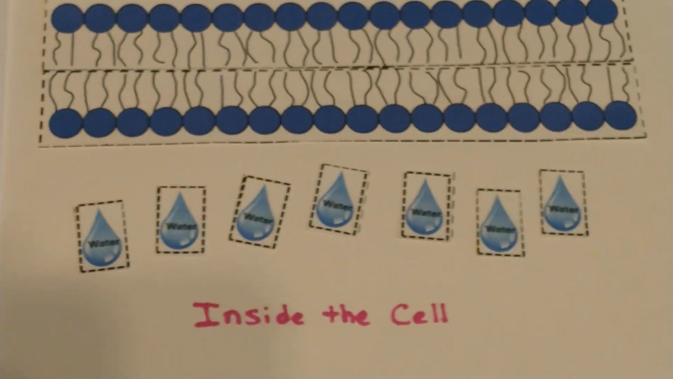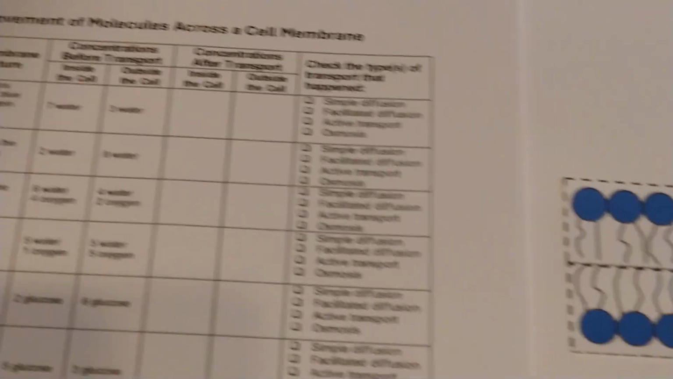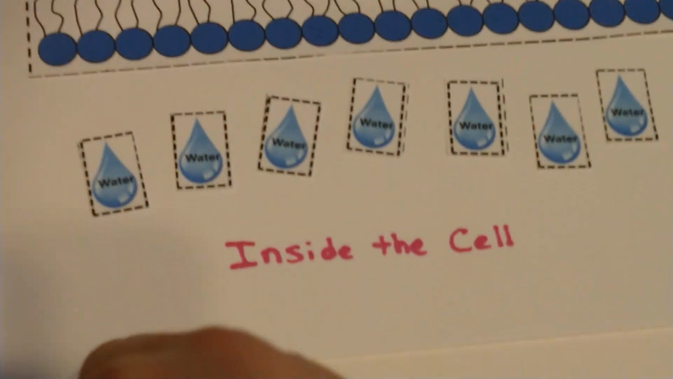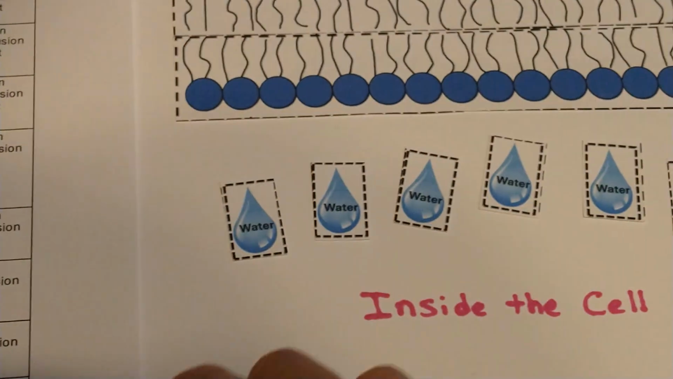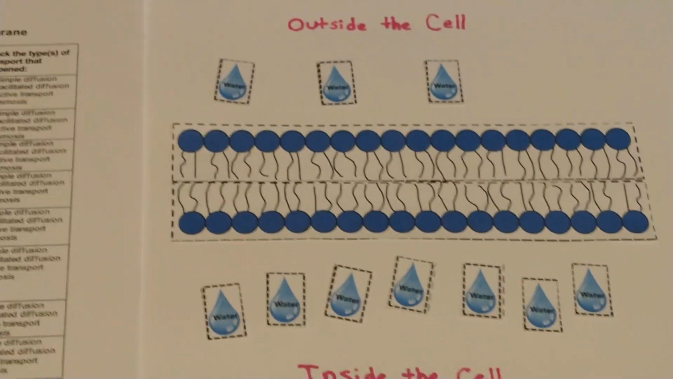Okay, so we have 7 water molecules inside the cell. And now we need 3 water molecules outside the cell. Okay, so now we put 3 outside. Okay, so it should look like that.